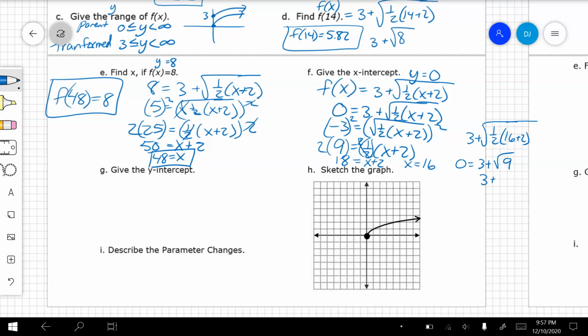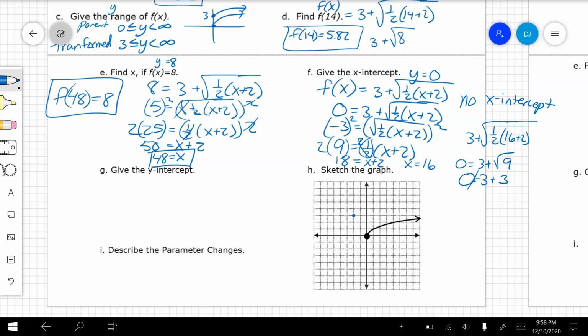So we would end up with 3 plus the square root of 9, which is just 3, equals 0, because we're only looking at the positive square root, and that is no solution. And the reason being is, when we get to h, we're going to say no x-intercept here, not for the positive radical. And the reason being is we're going to shift the parameters. This is going to go left 2, and then up 3, 1, 2, 3.